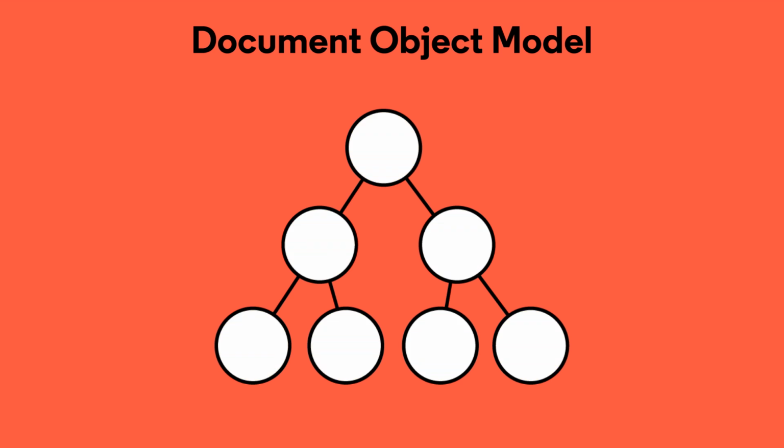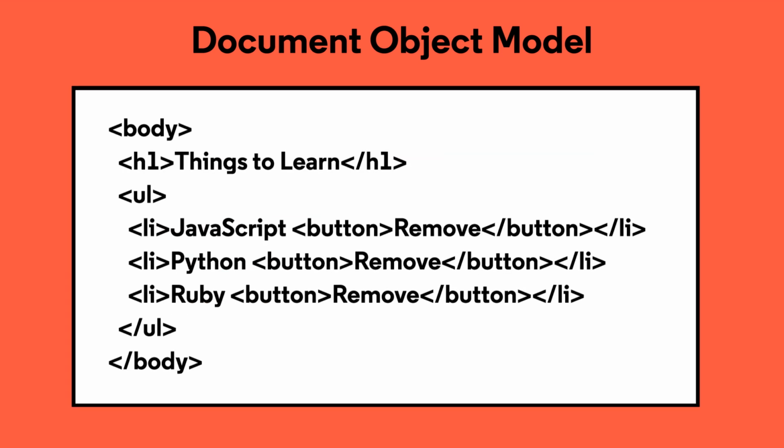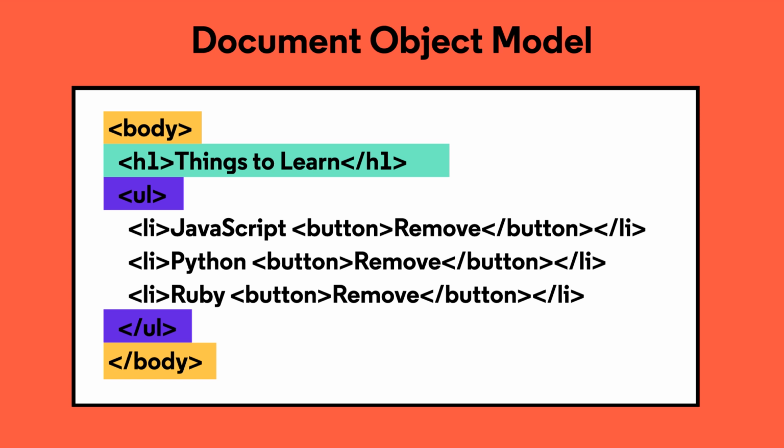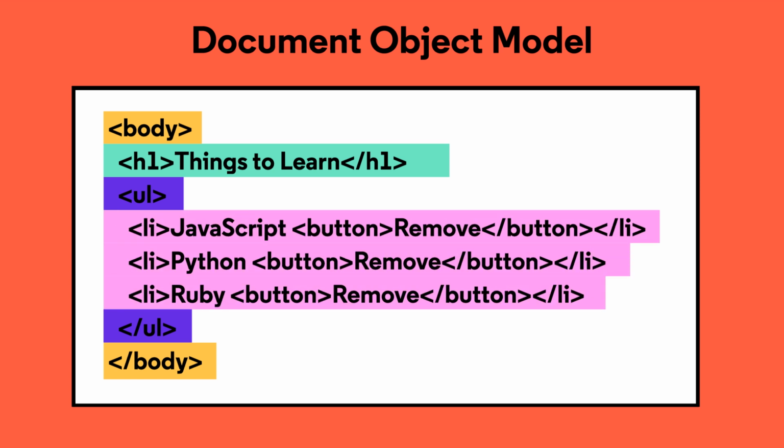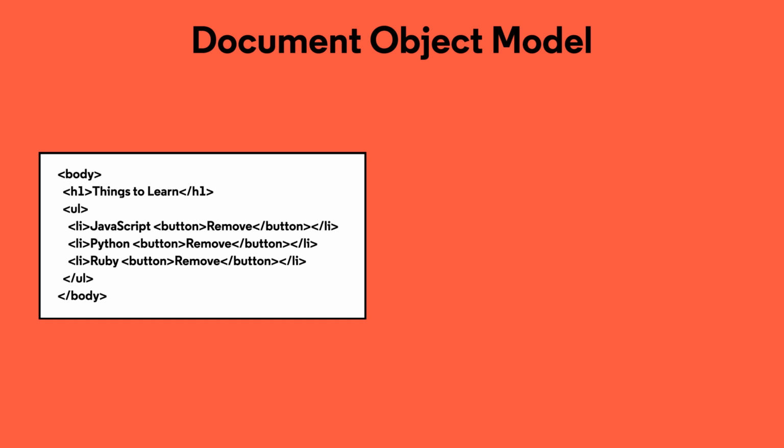Let's look at how the browser would take an HTML file and translate it into a DOM tree. In this example, we've got a body tag containing a header that says things to learn, and an unordered list of programming languages our user wants to learn. We've also included a button with each list item that allows our user to check off the item and remove it from the list. The DOM tree will render as follows.